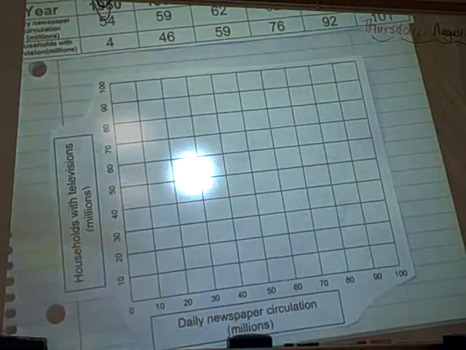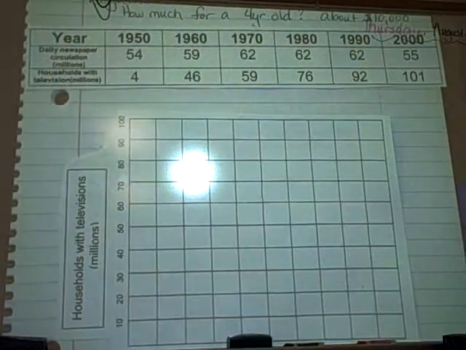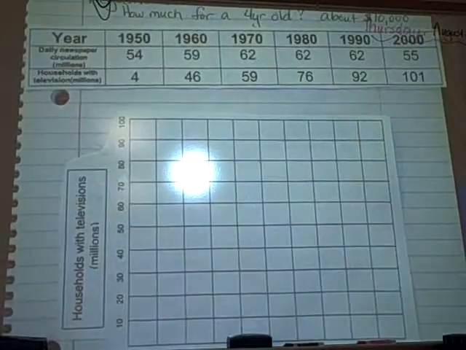And while you're cutting that out, I'm just going to talk about it a little bit because I find this one really interesting. This is a chart of data about the millions of people that get the newspaper, like the Dallas Morning News, compared to the millions of people that have TVs in their house. Okay, for y'all, it's not that interesting because you don't know very many people that don't have TVs. In fact, you have TVs on your phones now.